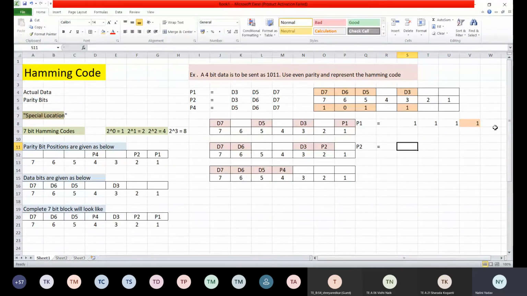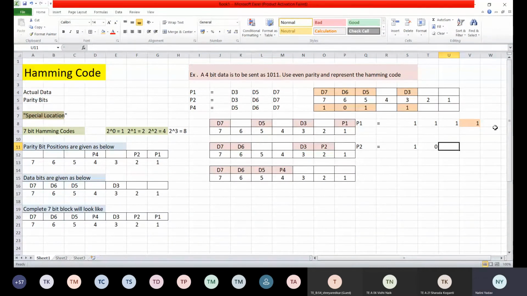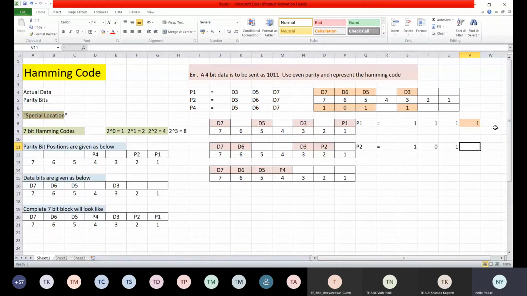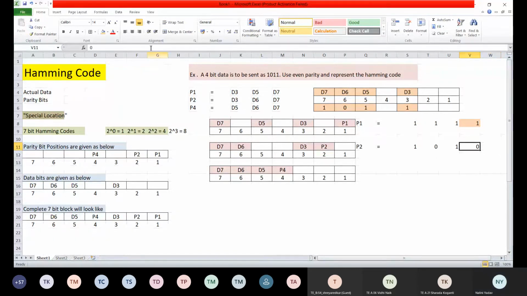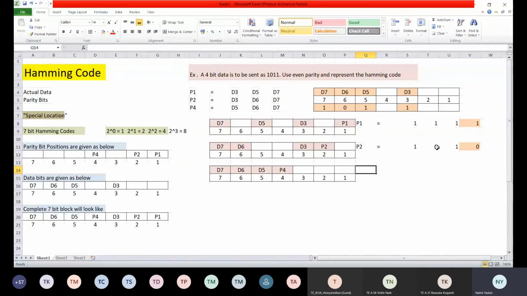Now P2. Fine. So P2 के लिए कौन कौन consider होता है? D3, D6 and D7. So D3 is 1, D6 is 0 and D7 is again 1. Correct. Now to make P2 an even parity, we don't need any more ones, right? Because there is already an even number of ones present. So we will be appending 0 for this. Is this clear to all of you? I hope this parity bit concept is clear with every one of you. Have you understood why I appended 0 here and 1 over here?